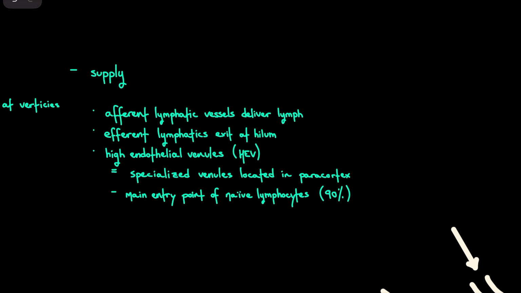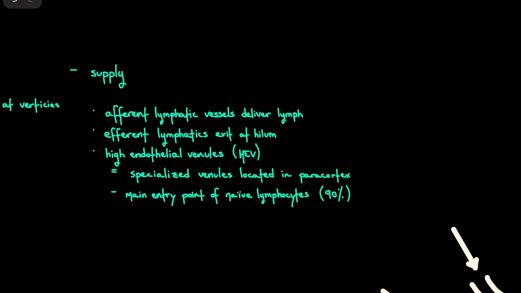And then separately from this lymph system, we have these high endothelial venules. All right, so this is part of the cardiovascular system. These are specialized venules that dump into the paracortex of the lymph node. We'll define that momentarily. And this is the main entry point for naive lymphocytes.